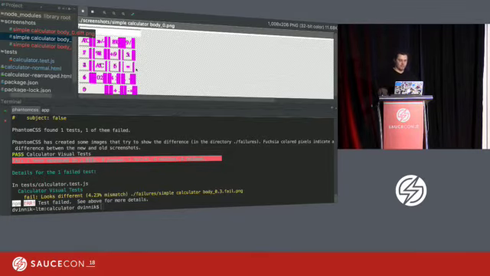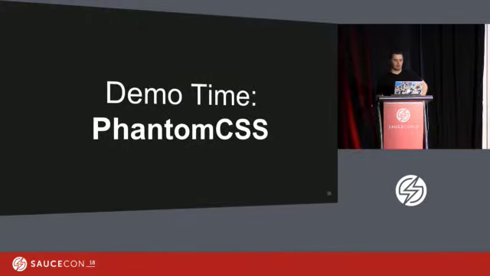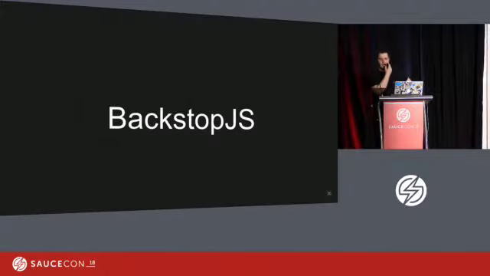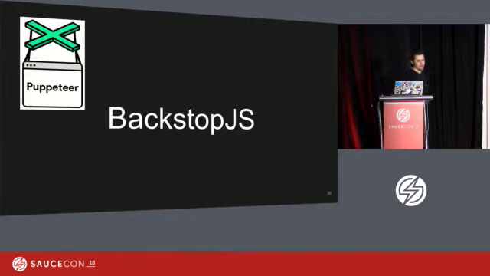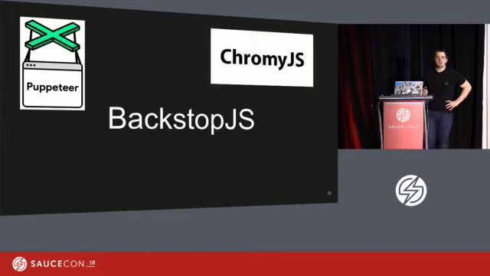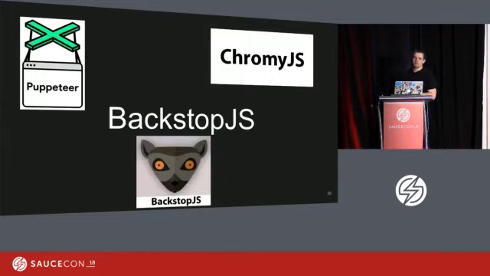The whole thing about Phantom CSS, and what they encourage you to do, is to build your own tool like this. A good example currently is Backstop.js. It's an amazing tool, very easy to start with, configuration-driven. And what it does, again, is the view loader is Puppeteer. You can use Chromy.js to drive actions. And Backstop.js itself performs the comparison.